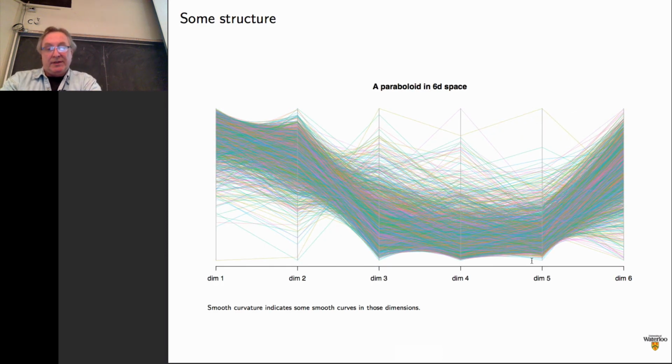Here's a paraboloid in 6-dimensional space. And again, you're getting some hint by seeing a bit of the smooth curvature on the edges, but it's a lot more difficult to assess because it's a 6-dimensional paraboloid. But in some projections, some of the parabola structure is appearing. So if it's that smooth, it's indicating a very smooth curve in that projection.